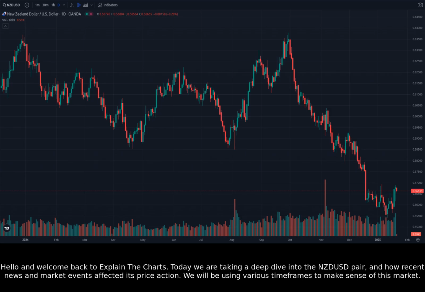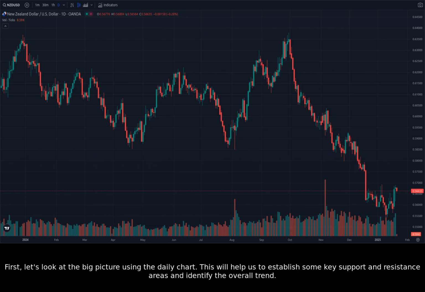Today we are taking a deep dive into the NZDUSD pair and how recent news and market events affected its price action. We will be using various time frames to make sense of this market. First, let's look at the big picture using the daily chart. This will help us to establish some key support and resistance areas and identify the overall trend.